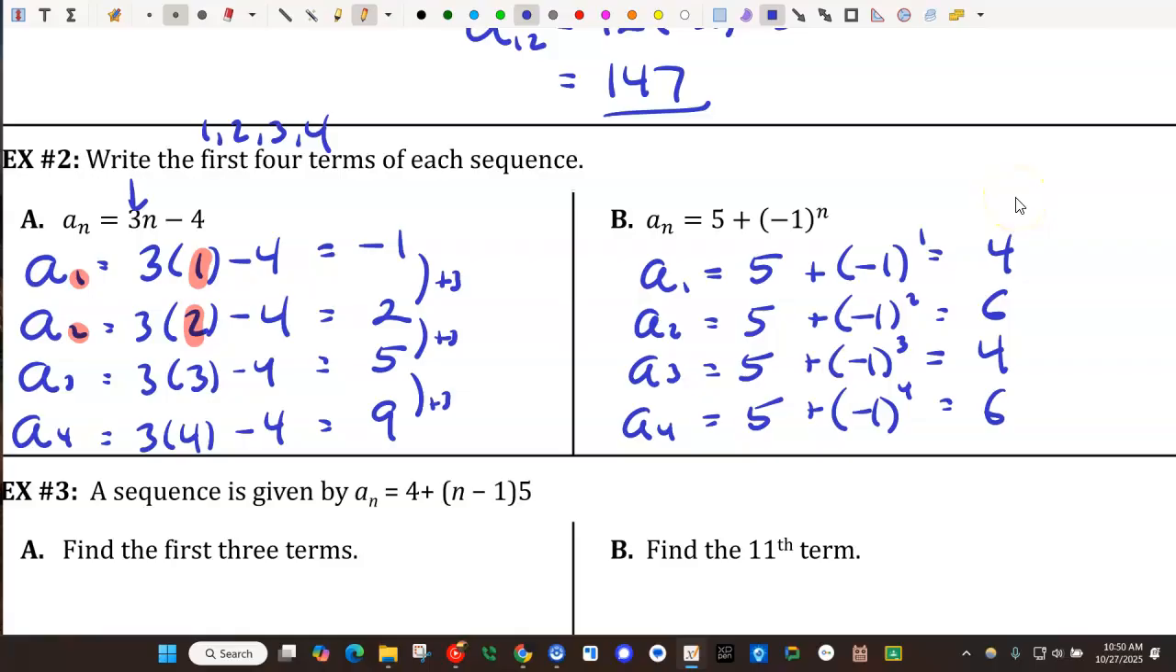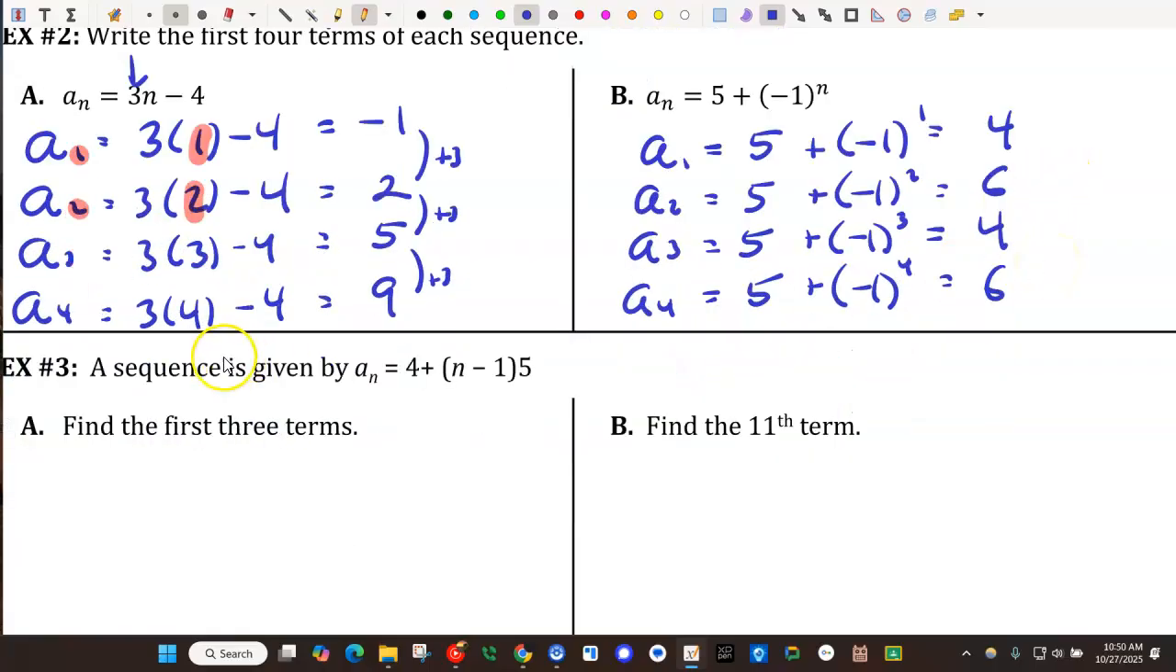Okay, so try that on part number 3. This one says write out the first 3 terms only, not 4, and then find the 11th. Plug in 11 and see what you get, and just use all the proper notation. Go ahead and try that now.